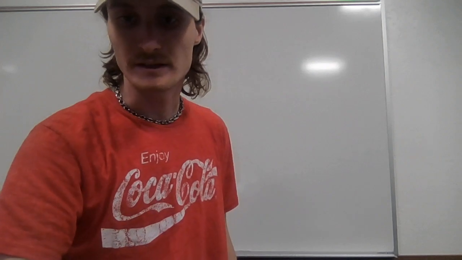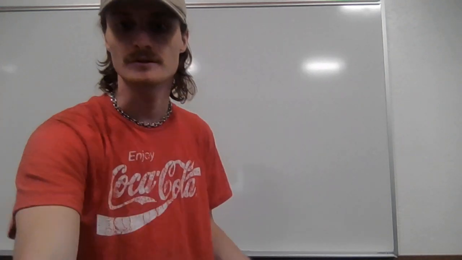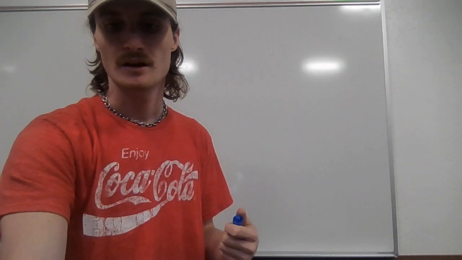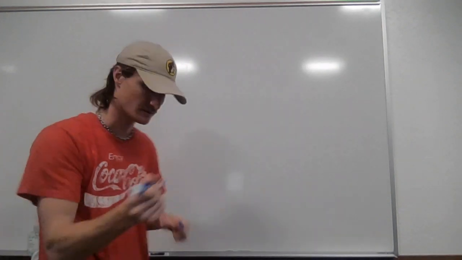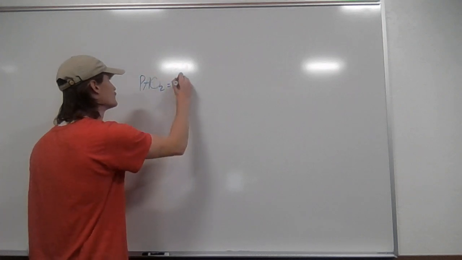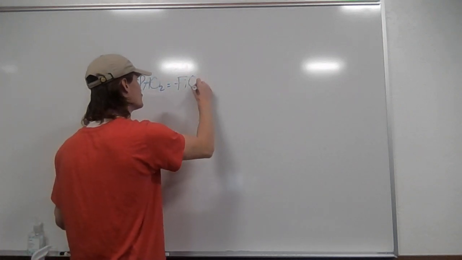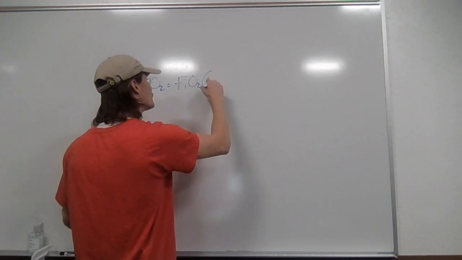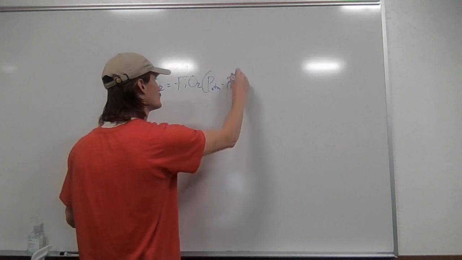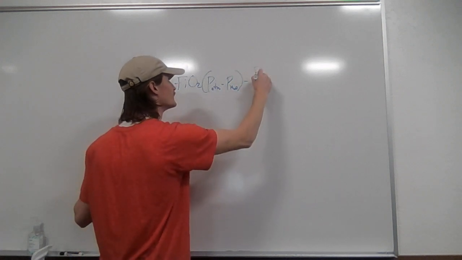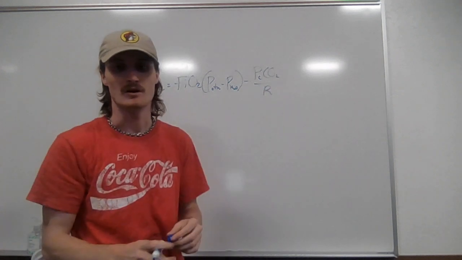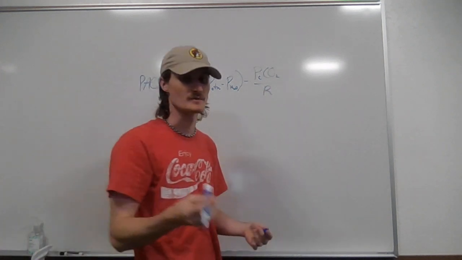Let's see what the next question is. Explain the alveolar gas equation and how the information it gives us might be used. So the alveolar gas equation is going to be PaO2 is equal to FiO2 multiplied by the pressure of the atmosphere minus pressure of H2O, minus PaCO2 over R.